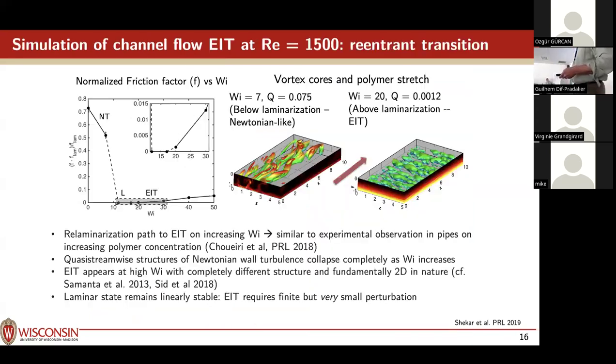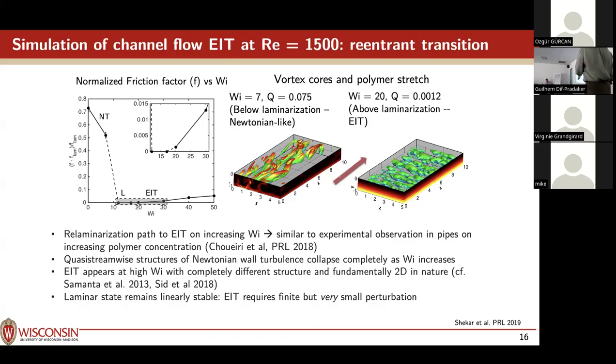The first result is actually pre-Dedalus; this is an old code. We wanted to see if we could find this reentrant transition that Björn Hof's group had found experimentally. We did this keeping the concentration the same, but increasing the Weissenberg number. This is just friction factor again. Here's the Newtonian case, at Reynolds number 1500. We increase the Weissenberg number, the friction factor goes down, so you have turbulent drag reduction, and then we see a drop to laminar.